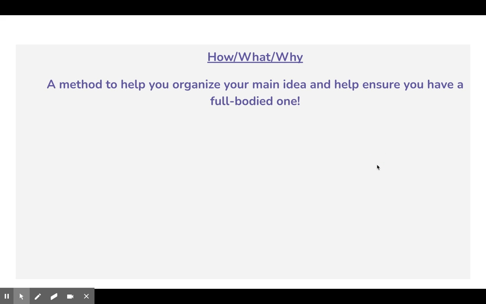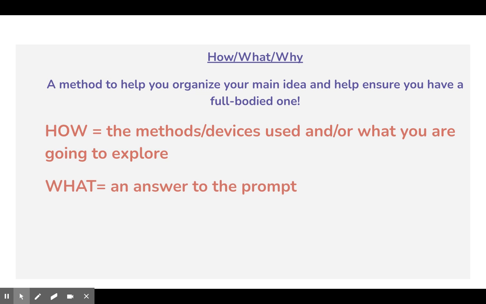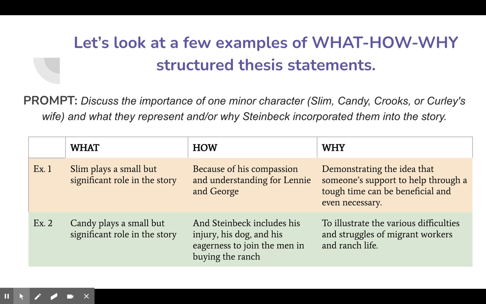So how, what, why. It's a method to help you organize your main idea and help ensure you have a full-bodied one. It can also be what, how, why. What, how, why is probably the easier way to go. How are the methods and devices used and or what you're going to explore in your essay? What is the answer to the prompt? And why is the overall significance?